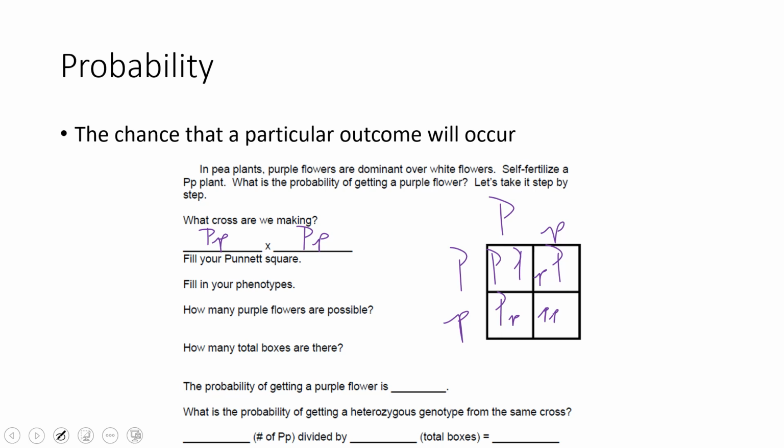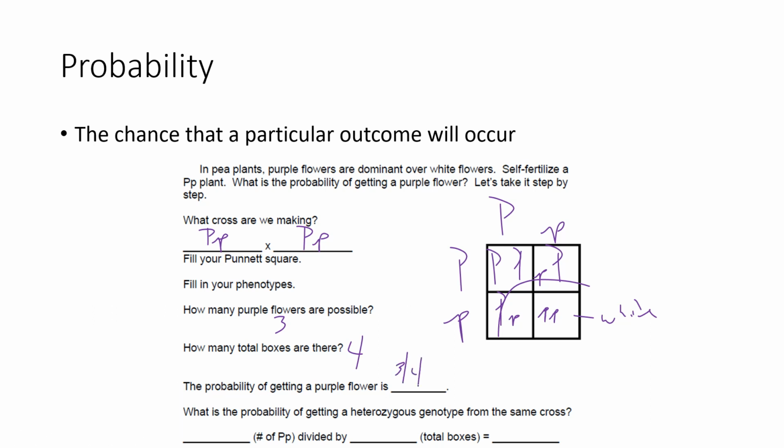Fill in your phenotypes. These three are purple. This one ends up being white. That's me filling in my phenotypes. How many purple flowers are possible? Out of that box, we have 3 purples for every 1 white. So how many purple flowers are possible? 3. How many total boxes are there? 4. So the probability of getting a purple flower, you actually just make that a fraction.